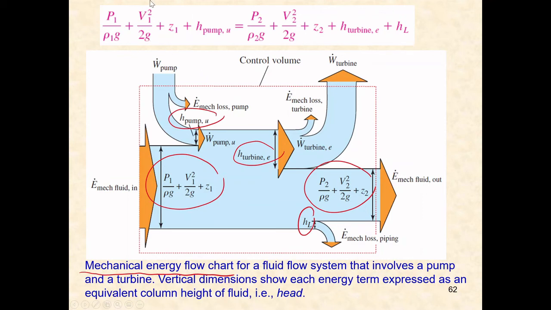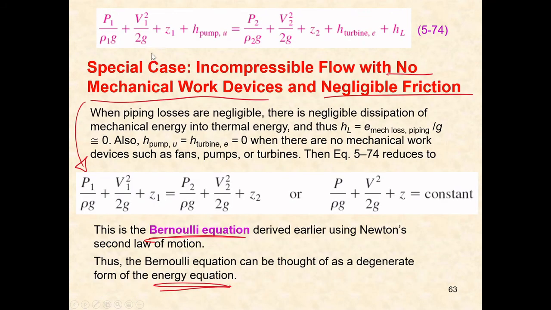So we have the Bernoulli energy equation for point 1 and point 2, and then you have H pump that adds energy to the system. You have H turbine that takes energy out of the system. Similarly, the head loss also takes energy out of the system. This diagram shows the mechanical energy flow chart for a fluid flow system that involves a pump and a turbine. These slides again are referring to the same equation.